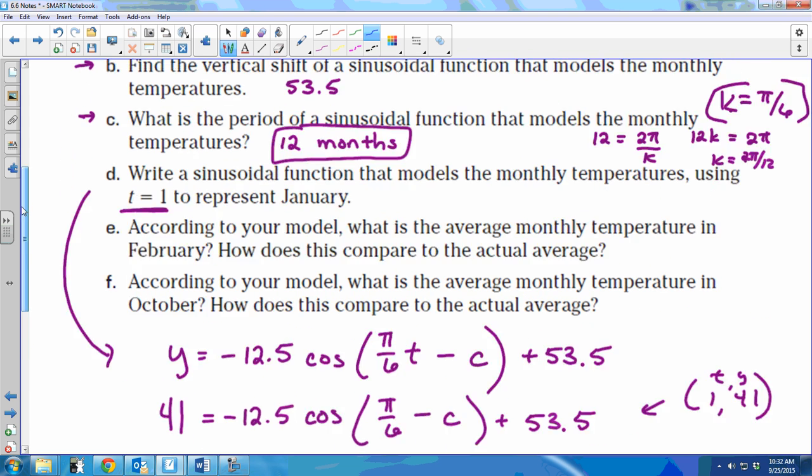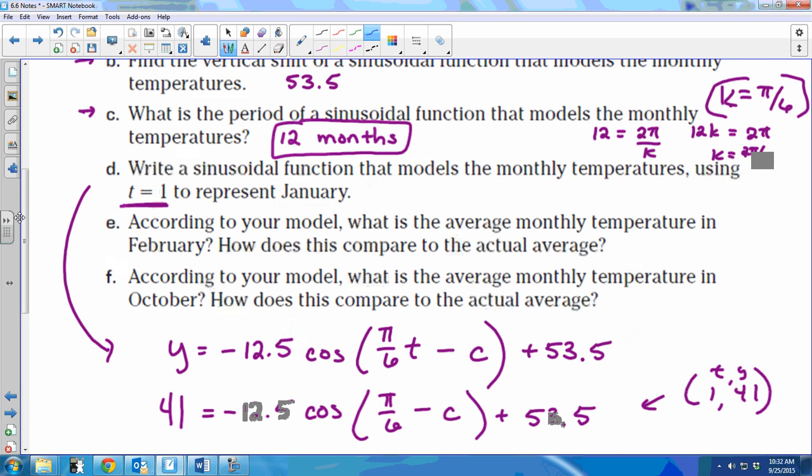All right, question. Okay, so now we have D. I'm not going to waste time with E and F, but E and F just say, according to your model, because now we know what this is, we could put pi over 6 right here in the equation. Right, now I know the entire equation. E just says, what's the average monthly temperature in February? Well, that's where t equals 2. So you just stick 2 in for t and figure it all out.